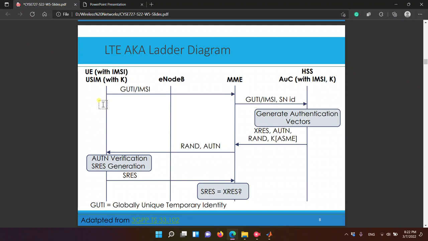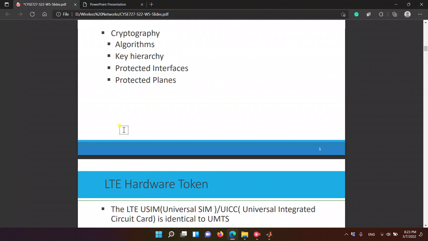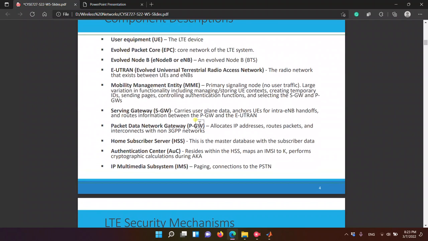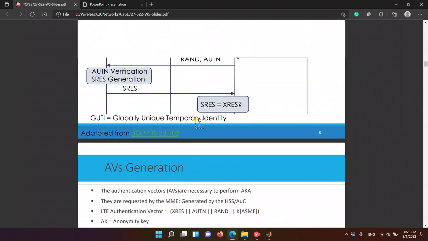So first of all, the user entity sends to the mobility management entity, which sends to the home subscriber service. Then it authenticates using the IMSI and K, and then it gives back these variables, I think, vectors. Then the vectors RAND and AUTN go back to the user equipment.